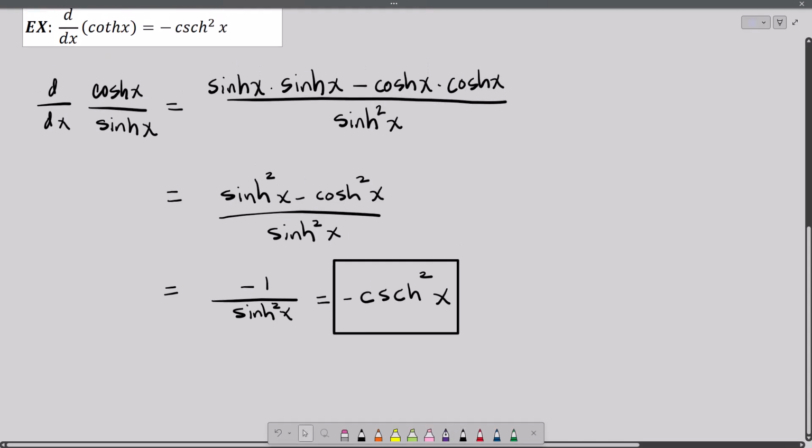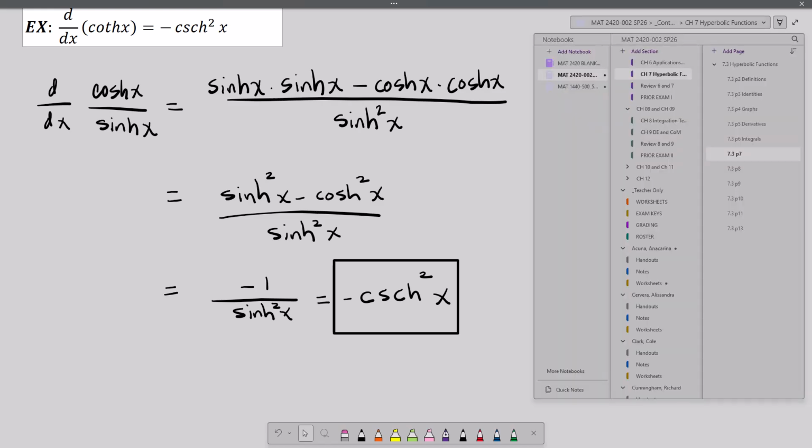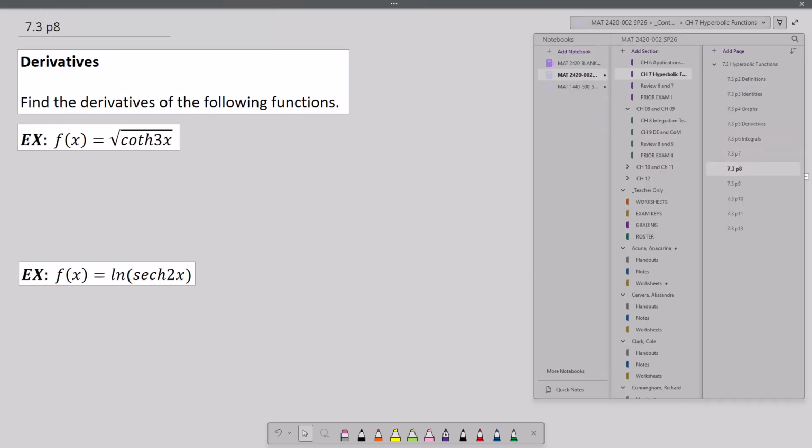Cosech, sech, tanh, coth. Sinh, cosh? I guess you could call cosh cosinh. Oh, the words. All right.